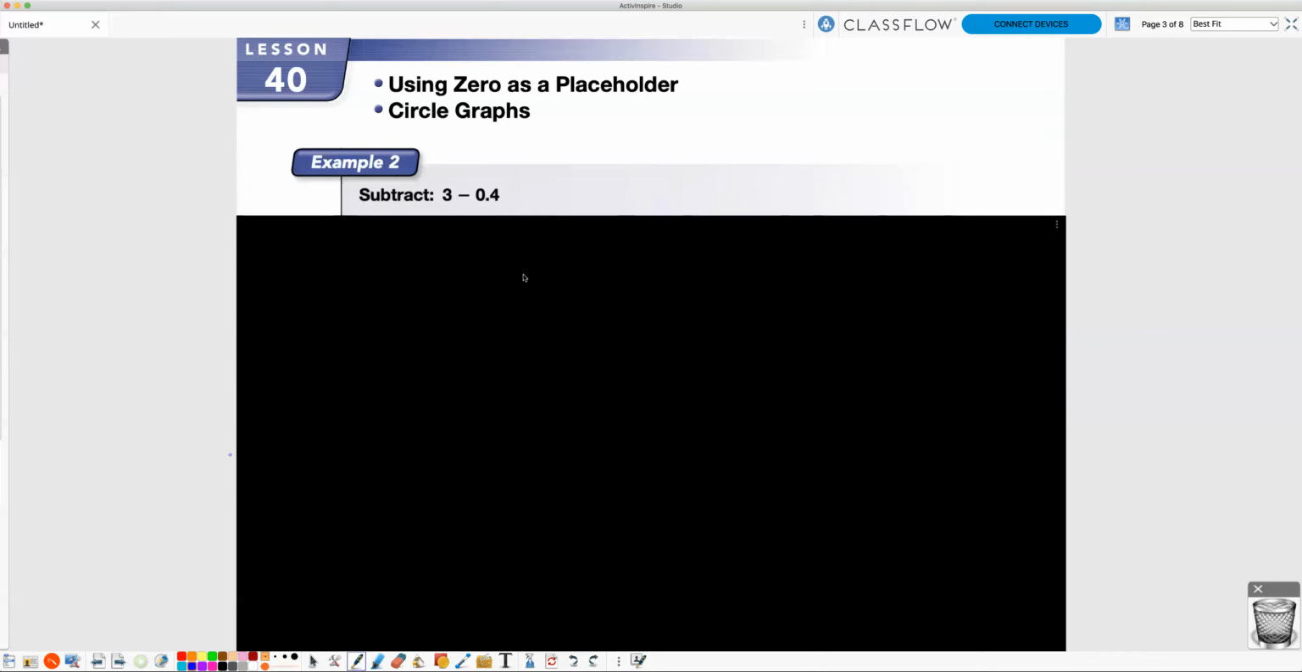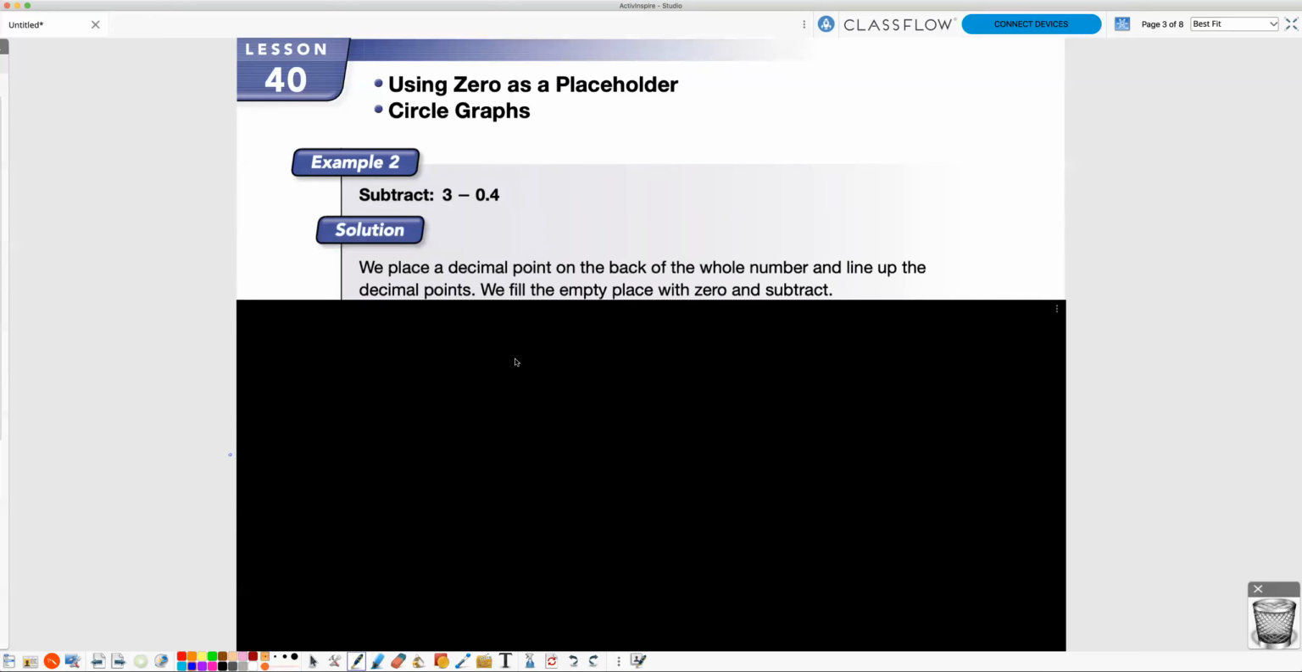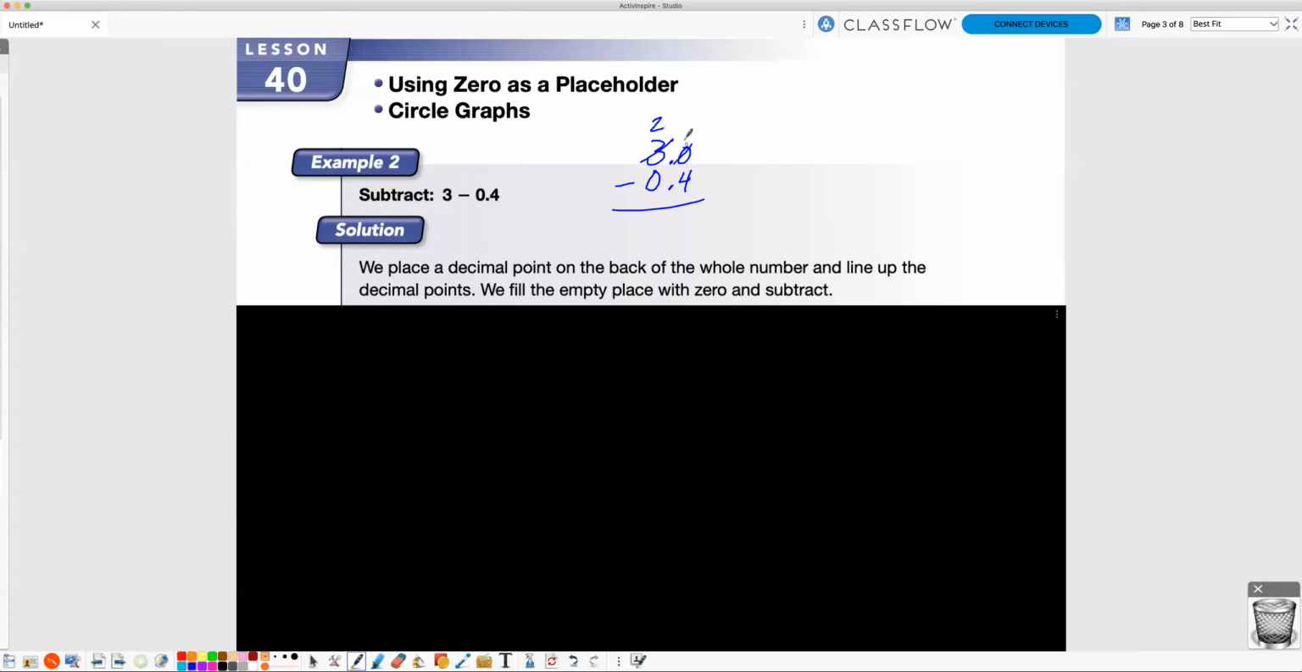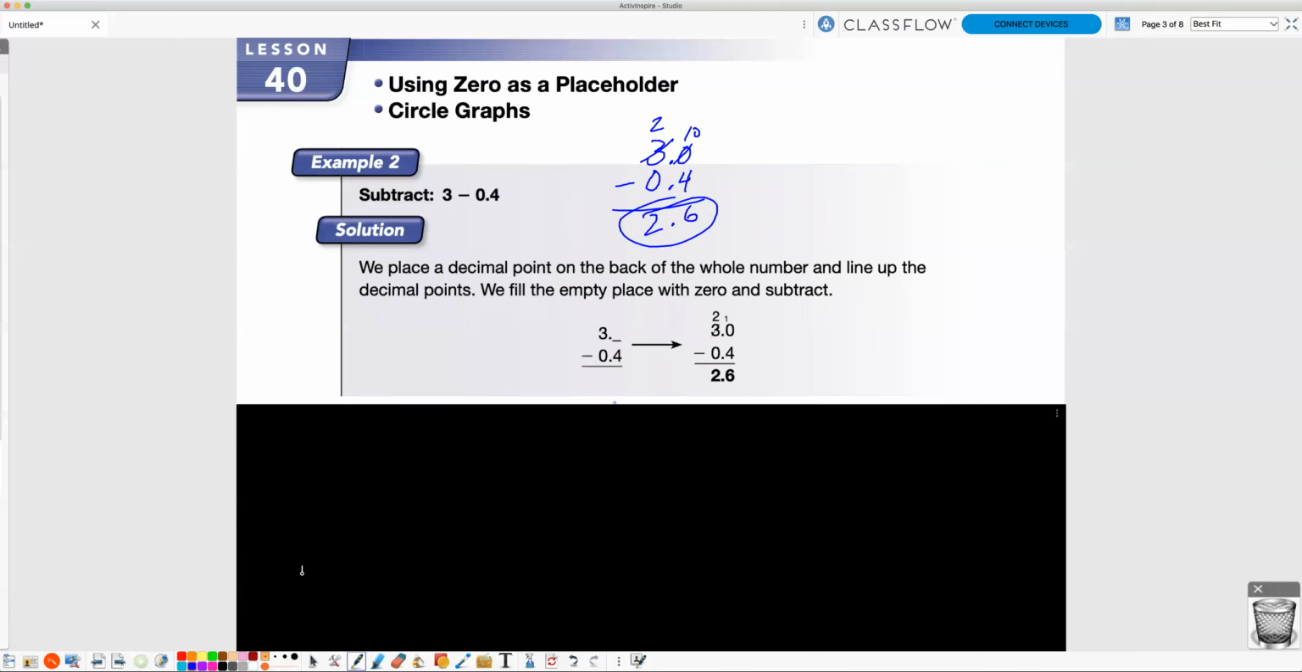All right, example 2, subtract. We have 3 minus 4/10. We place a decimal point on the back of the whole number and line up the decimal points. We fill in the empty place with 0 and subtract. So this would be like 3.0 so that you can line up the decimal points in order to complete this problem. So 3, we'd borrow from that. This would change it to 10. This would be 6, and that would be 2. The decimal comes straight down in your answer. This would be 2 6/10, as you can see here.